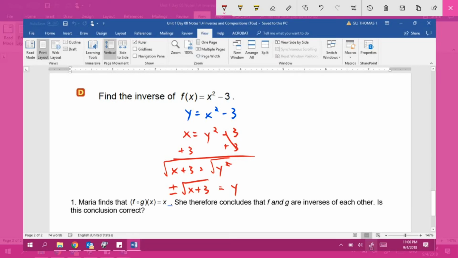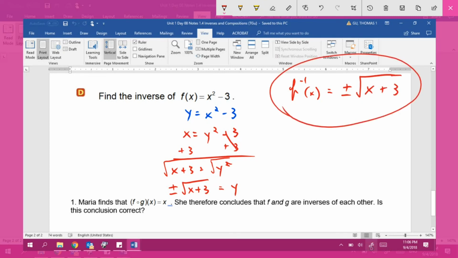But that's not the end of it, remember, because this is not full points. If I wanted to get full points, what would I need to do? I need to not write y, I need to write f inverse, f -1 of x equals, and then my answer, plus or minus square root of x plus 3. There you go. That will be my final answer. That's the inverse of f of x.